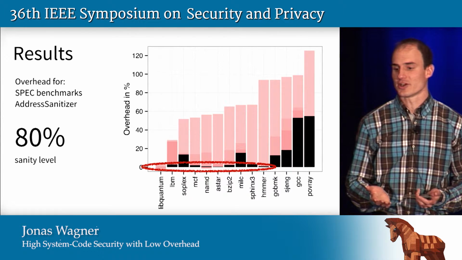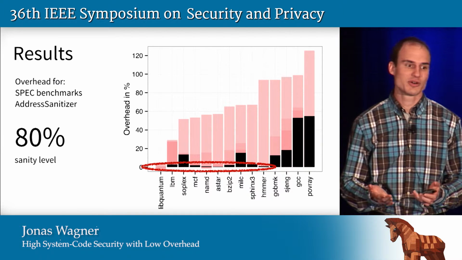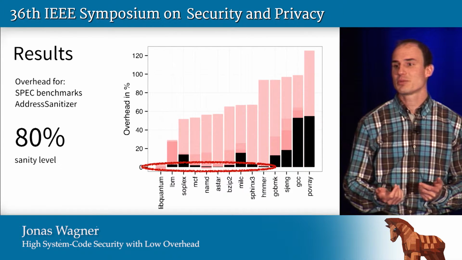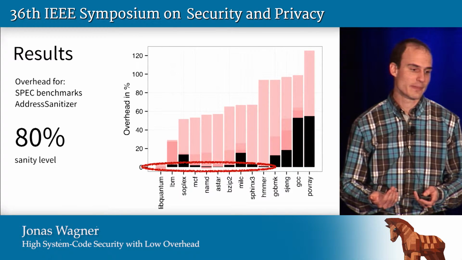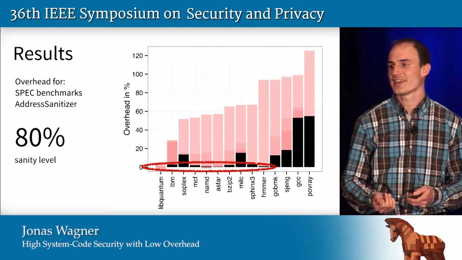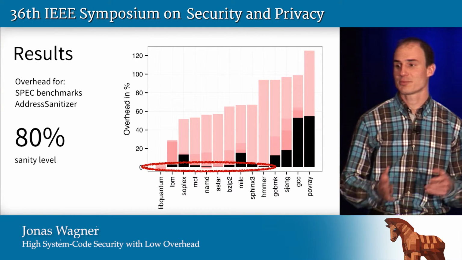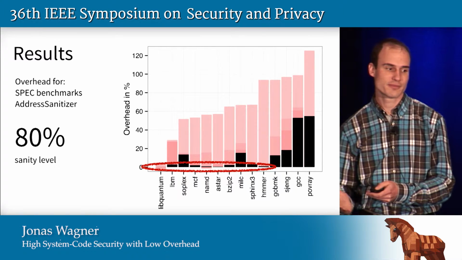For the other benchmarks, the overheads are now well within a range that people would be willing to pay during production. So we can conclude that ASAP effectively provides high protection at low overhead.